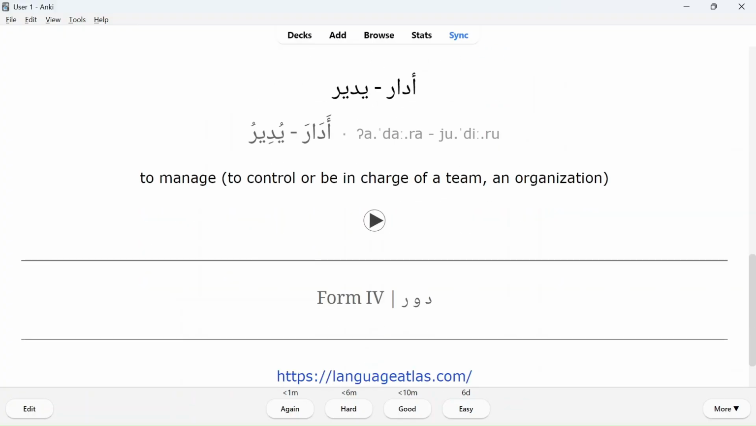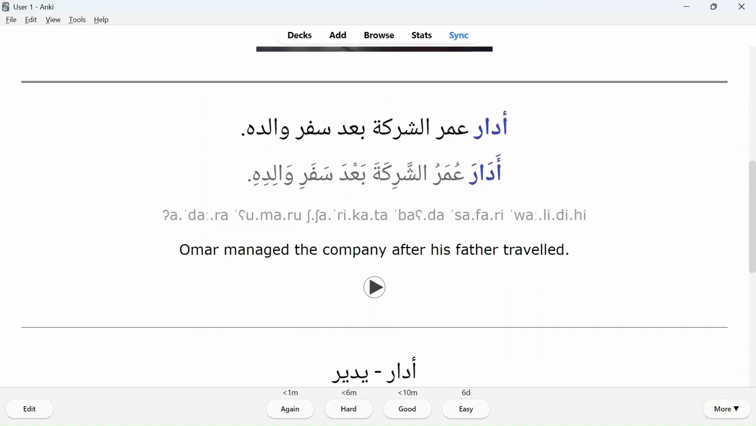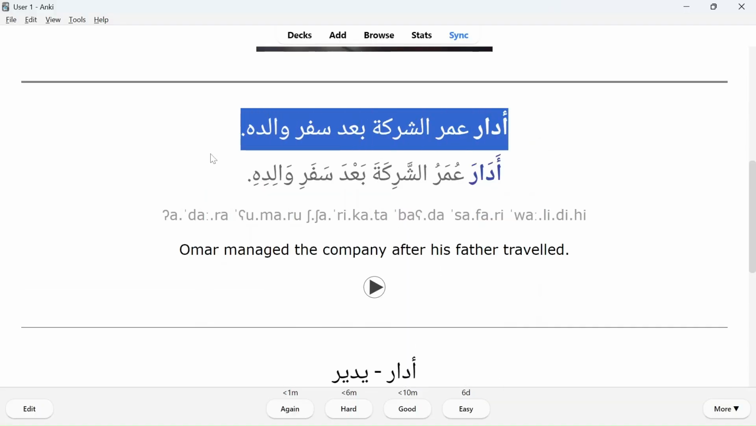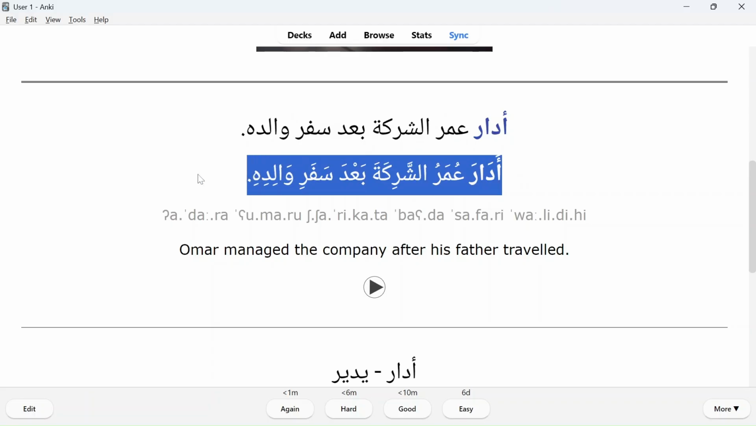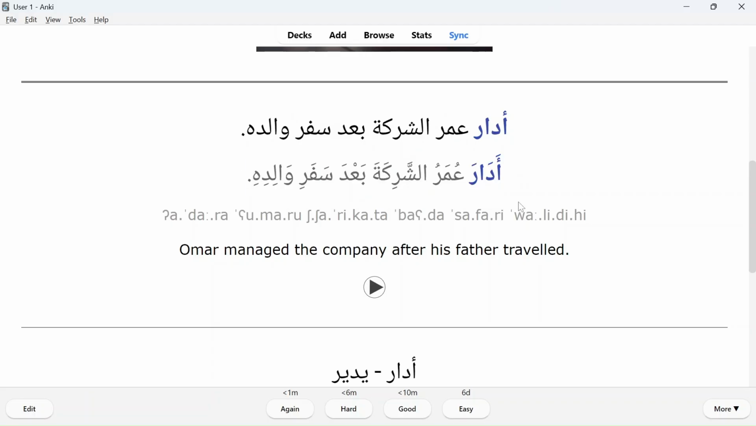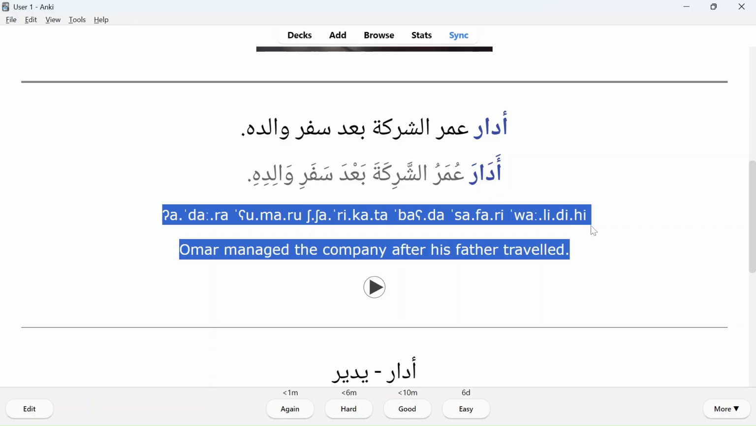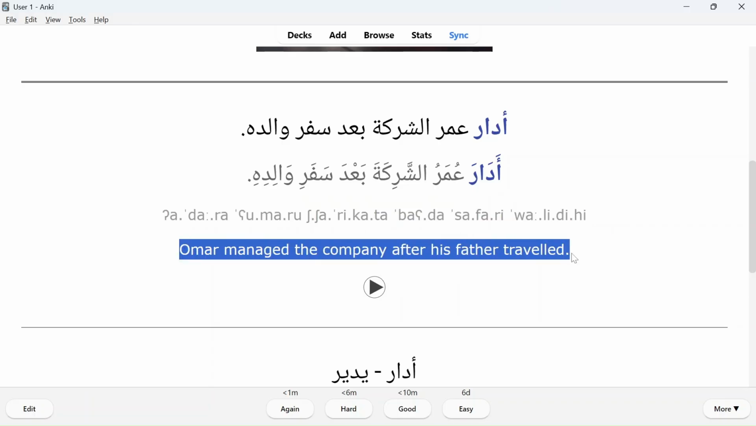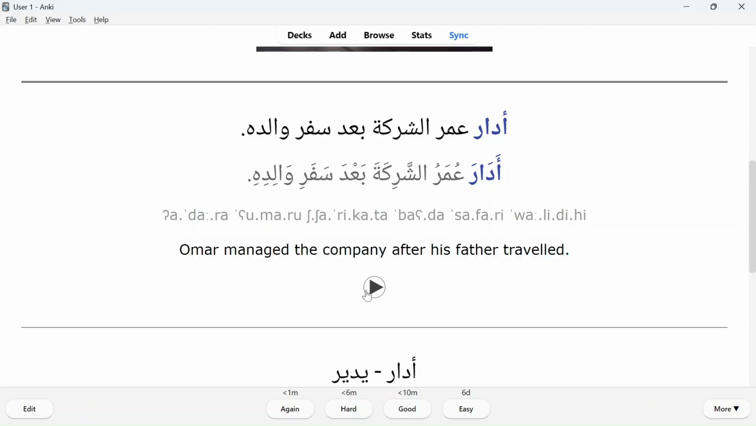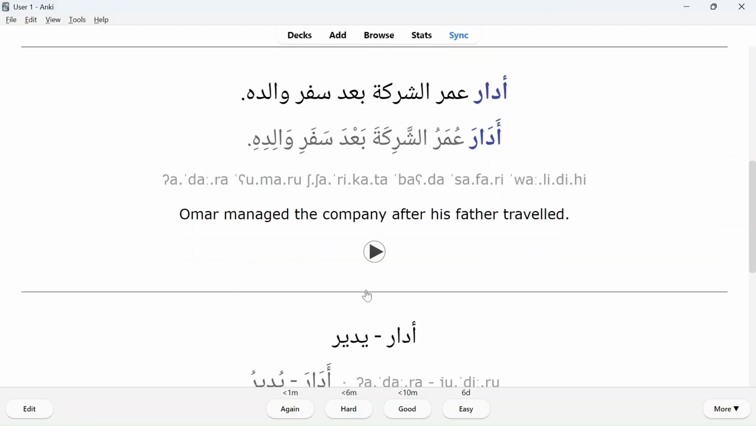أدار، يدير. Great. So let's have a look. Again, this part you know, this is the sentence area. We see the correct answer sentence with the word that we're looking for, bolded and in the color indigo. We see that we have over here the sentence with harakat. So this is for pronunciation. We have the IP notation over here. So again, it's for pronunciation. We have the English translation sentence and the sentence audio. أدار عمر الشركة بعد سفر والده.